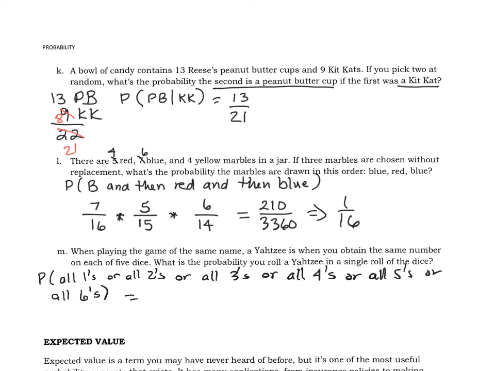So let's think about just even the probability of rolling all 1s. So you need a 1 and a 1 and a 1 and a 1. I've lost track, 5 times. So you have 1/6 times 1/6 times 1/6 times 1/6 times 1/6. So that's the probability of all 1s, right? Now remember, we could rewrite that as (1/6) to the 5th power. Let's do that instead.